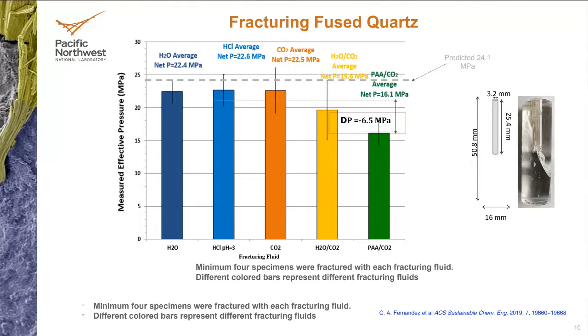Similar was with hydrochloric acid, the typical fracturing fluid for oil and gas, as well as in geothermal, but particularly in oil and gas. And then a waterless fluid, just CO2 alone, also fractured with a larger standard deviation, but similar or close to the values that we predicted by taking into account the mechanical properties of fused silica. And then when we use water and CO2, we have more variability, but we see a small change or lower values on average as compared to the other 3 fluids.